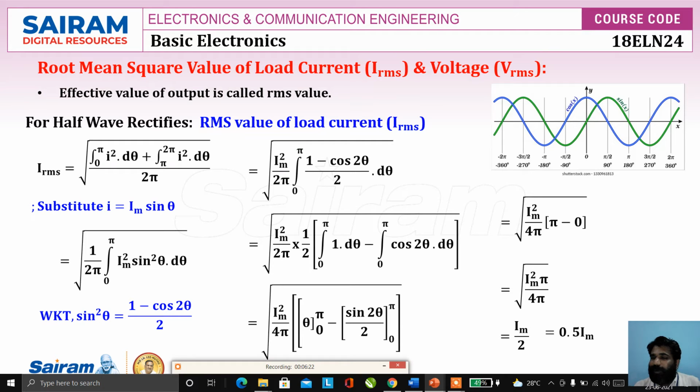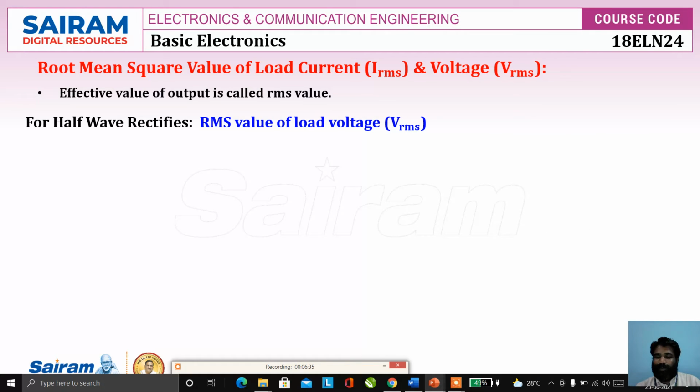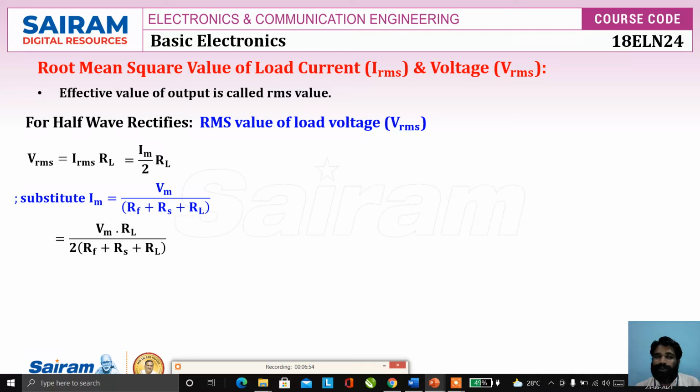So that is equal to 50%, or 0.5 times Im. Okay, so 0.5 Im is the root mean square value of the half-wave rectifier current. Similarly, we will obtain the root mean square value of voltage, VRMS. VRMS is equal to IRMS into RL. We obtained IRMS equal to Im by 2. Substitute IRMS into RL, and substitute Im is equal to Vm by (RF plus RS plus RL). So it is equal to Vm into RL divided by 2 times (RF plus RS plus RL).